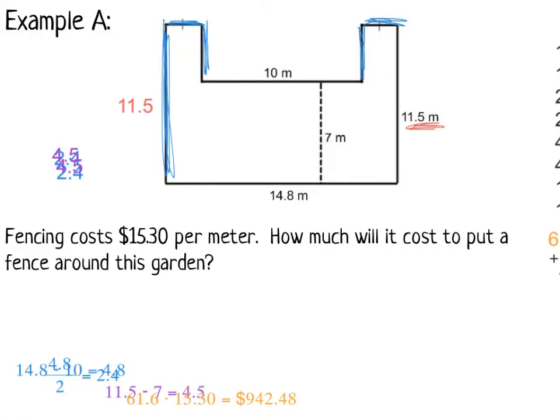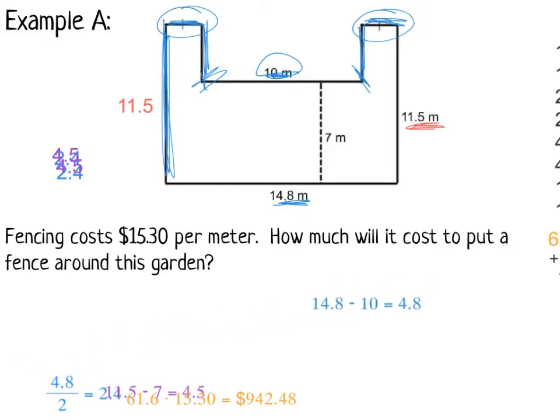The next one is I have to figure out these two missing sides here at the top. To do that, I have to look around for information in the problem that can help me. I've got 14.8 on the bottom, and that tells me the entire distance across the bottom. 10 tells me the entire distance from this side to this side. So all I need to do is figure out how much extra is between the 14.8 and the two top sides. To do that, I'm going to just do some subtraction.